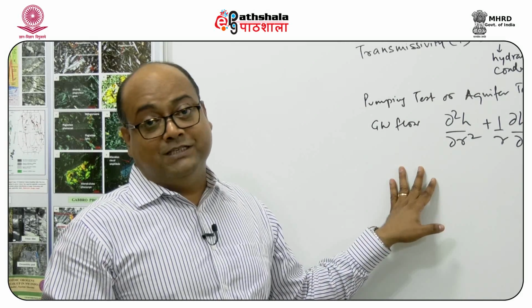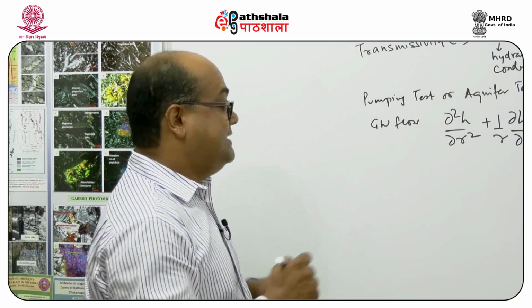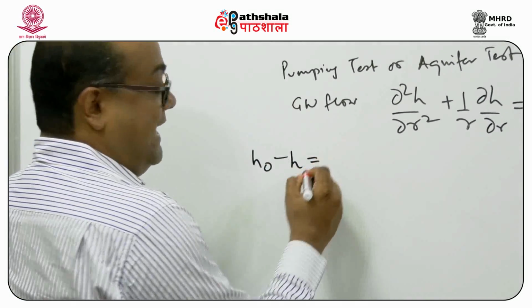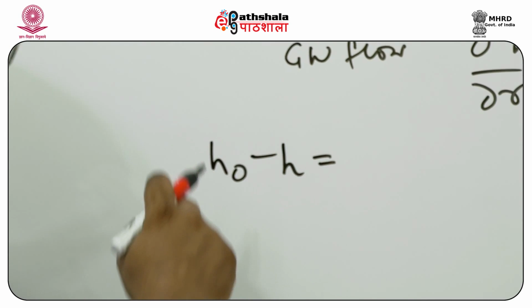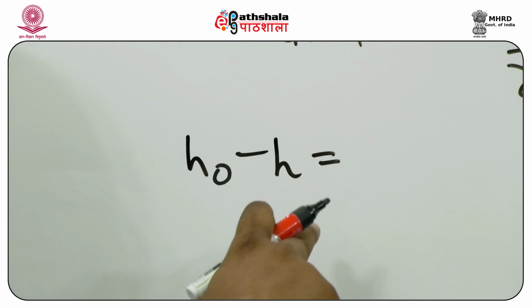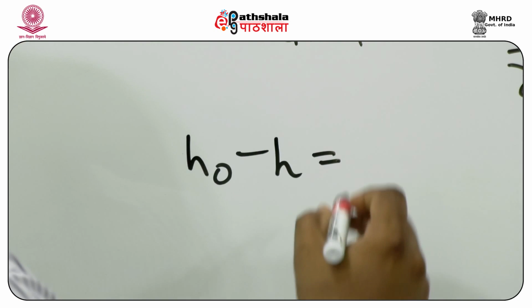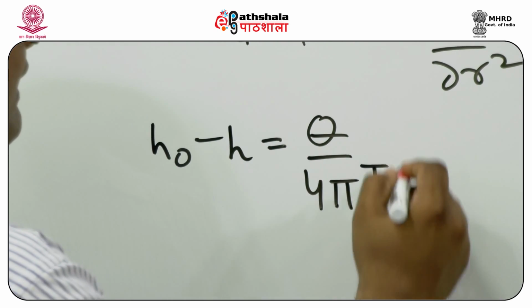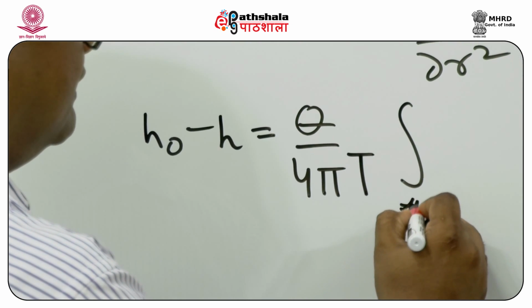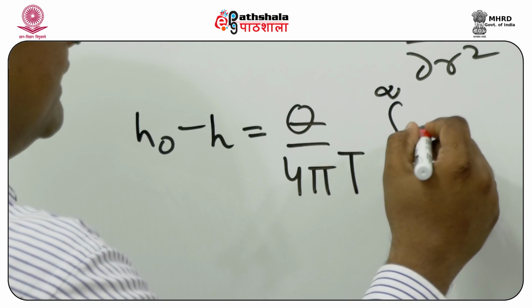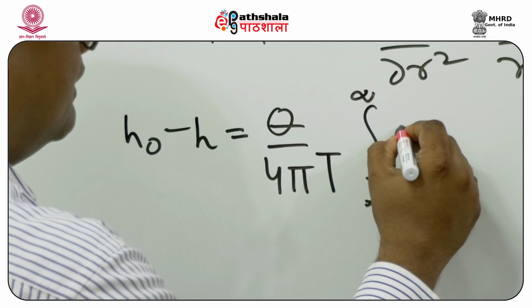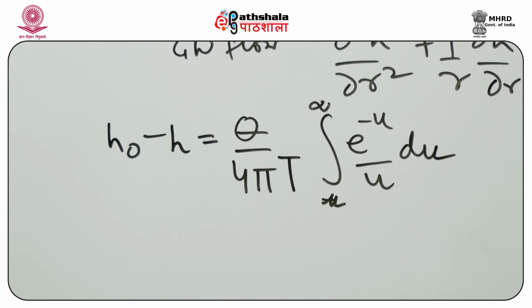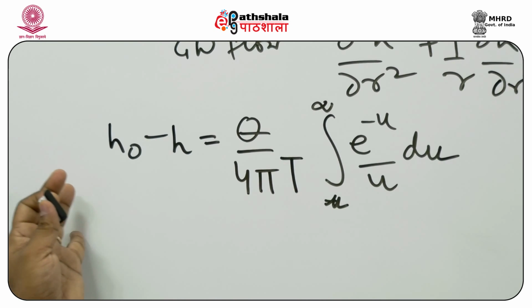The solution to this was proposed by C.V. Theis, and the solution basically says that H0 minus H, which is basically the drawdown we have been calculating, where H0 is the hydraulic head before pumping and H is the hydraulic head after pumping for some time, is given by Q by 4 pi T times an integral from u to infinity of e to the power minus u by u du. This is the solution proposed by Theis.